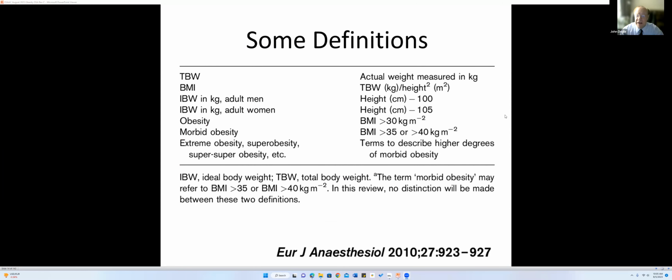Some definitions that I will refer you to from the European Journal of Anesthesiology are total body weight, your actual weight measured in kilograms, and your body mass index, your ideal body weight for men and for women. Obesity is defined as a BMI over 30. Morbid obesity here, depending on what source you pick, is over 35 or over 40, more commonly over 40. And these are some of the terms commonly used in the literature.